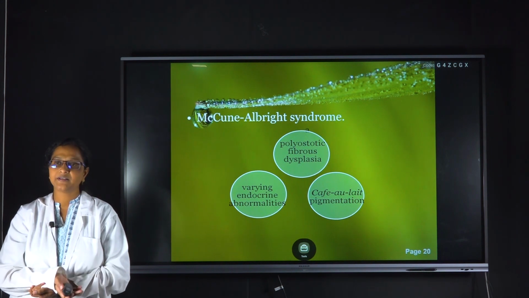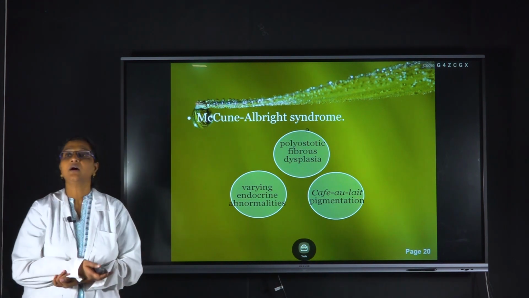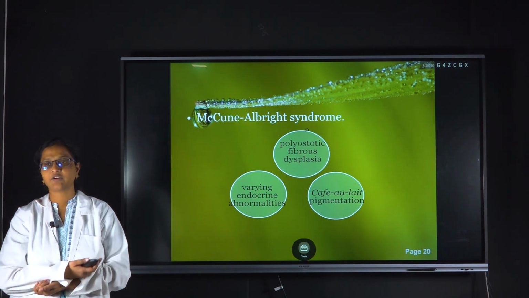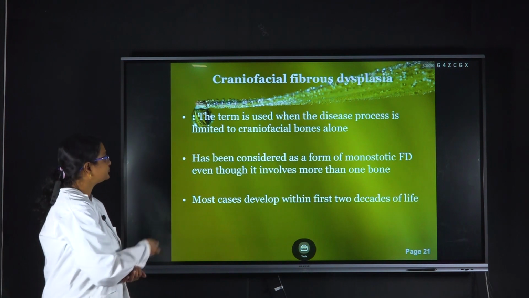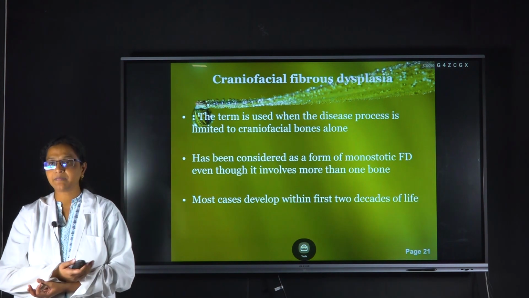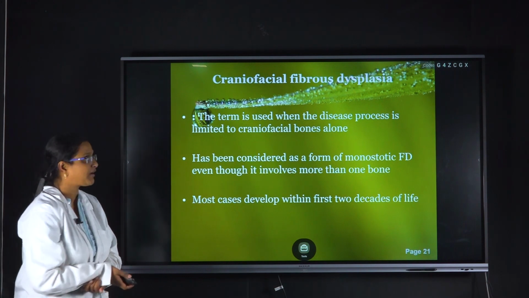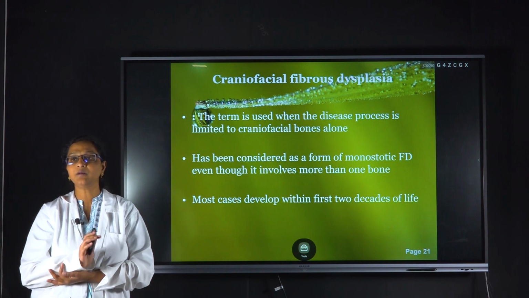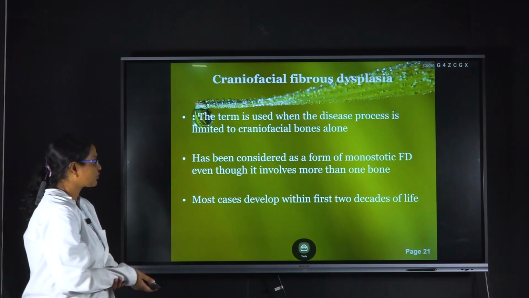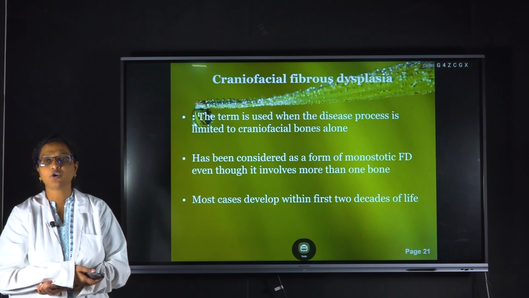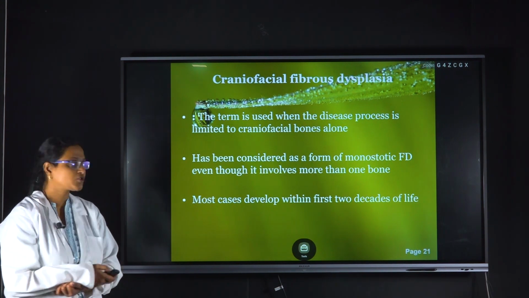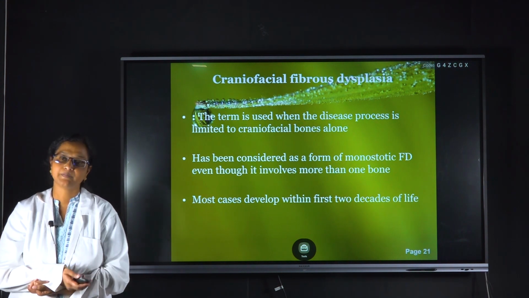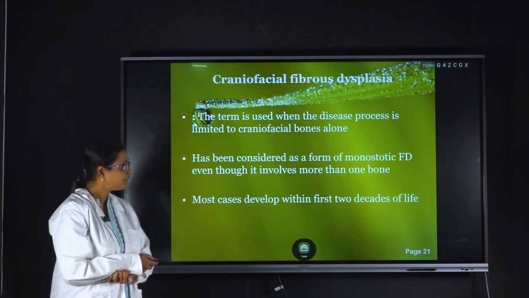When polyostotic fibrous dysplasia, cafe au lait spots and endocrinal abnormalities are seen together in a patient, then he is suffering from McCune-Albright syndrome. Coming to the special type of fibrous dysplasia, which is called craniofacial fibrous dysplasia. This term is used when the disease is limited to the craniofacial bones alone without the involvement of the other bones of the body. Even though multiple bones are involved, this is considered to be a form of monostotic fibrous dysplasia. And most of the cases of craniofacial fibrous dysplasia are seen within the first 2 decades of life.